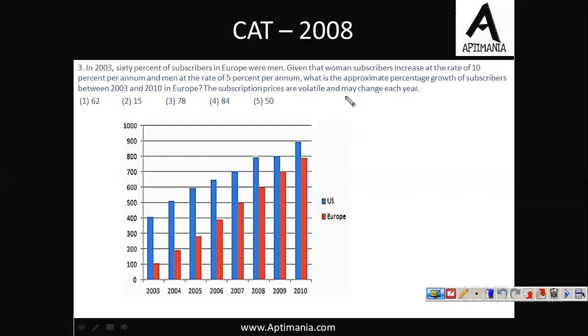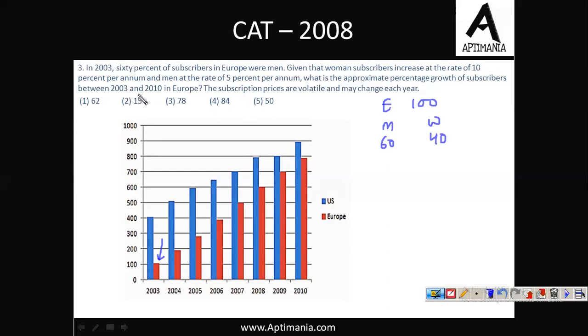In 2003, 60% of subscribers in Europe were men. So let us move to year 2003. Europe, the total subscriber were 100. So in Europe in 2003, total were 100. Out of these 100, men were 60, and the remaining 40 must be women.